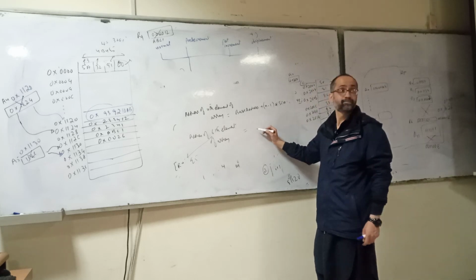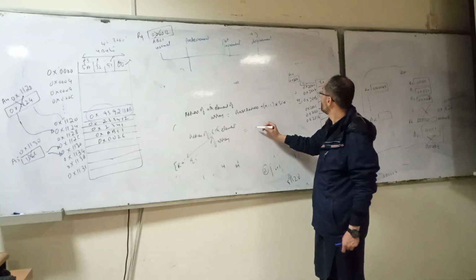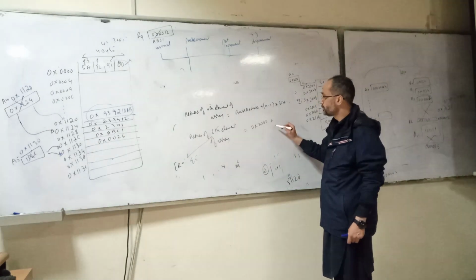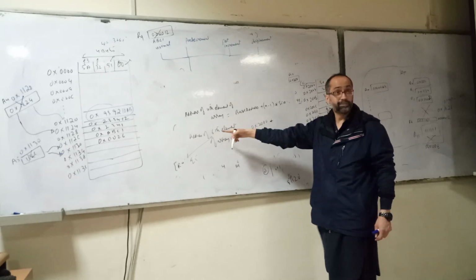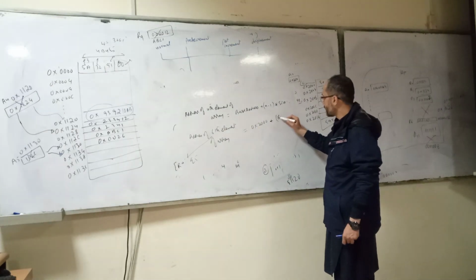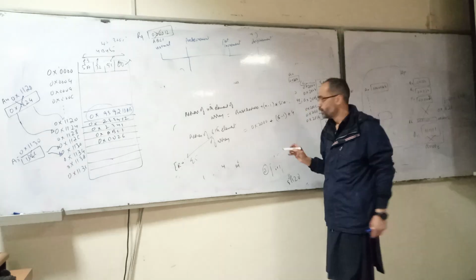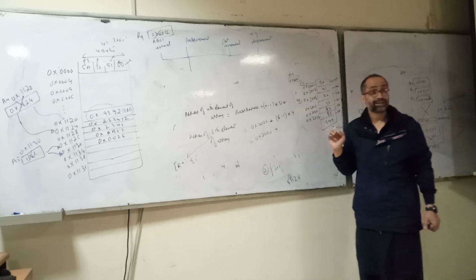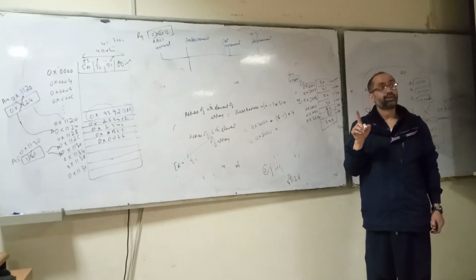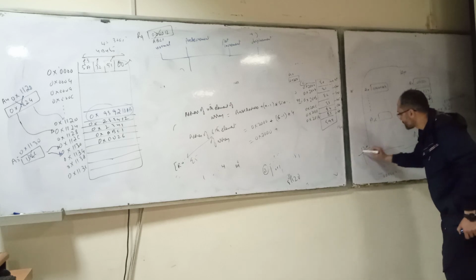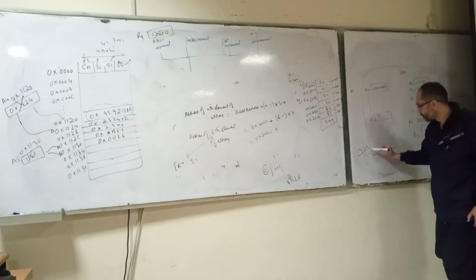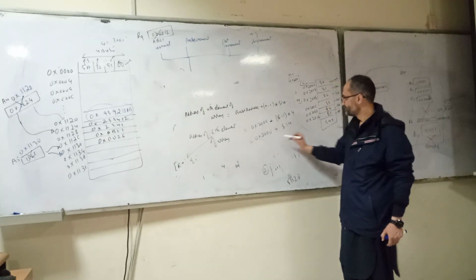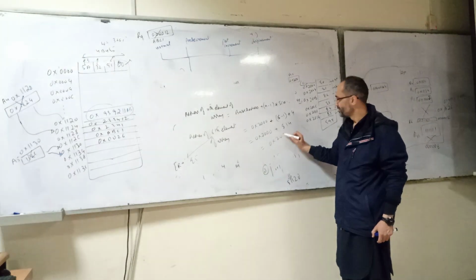What is the base address? 0x2000. What is n? Sixth element, so (6 minus 1) multiplied by 4. So 0x2000 plus 5 multiplied by 4, which is 20. But if we convert it into hexadecimal, 20 in decimal is 0x14, since 16 plus 4 is 20. If you add this, what is the new address? 0x2014.